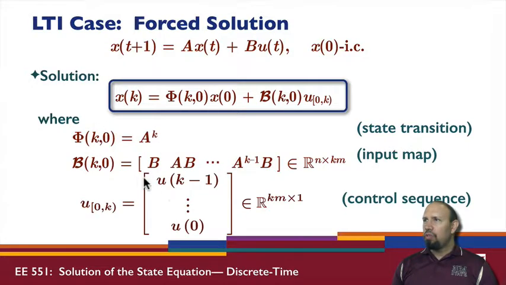So we have our state transition matrix, and we have what can be called our input map or our control map. We have our control sequence, our input sequence. So this is the result: the state transition matrix times the initial condition, and the control map operating on the input sequence. So we have a nice compact expression for the solution of this difference equation.